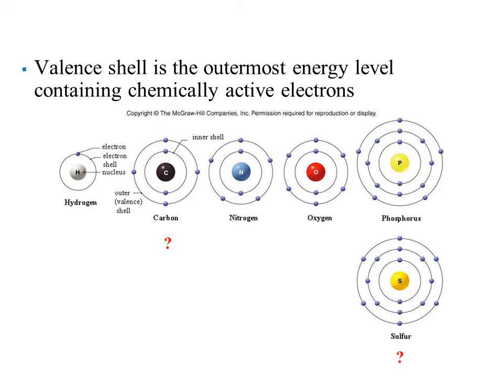Nitrogen, the answer would be 2. Oxygen, the answer would be 2. Phosphorus, the answer would be 3. So phosphorus has 3 shells. The outermost shell contains electrons. So the answer would be 3.